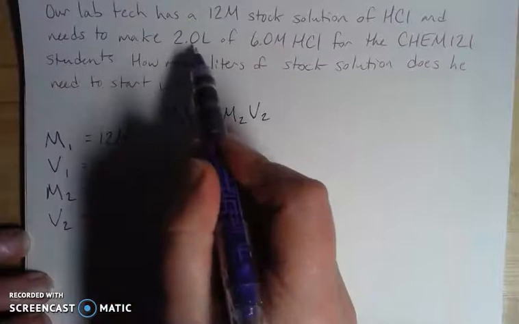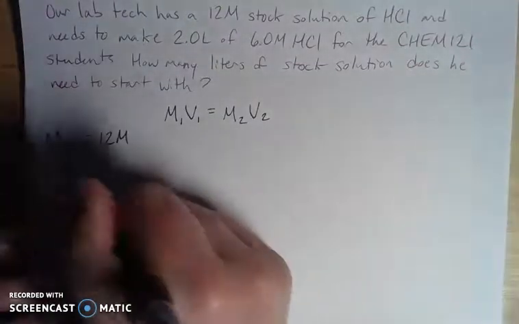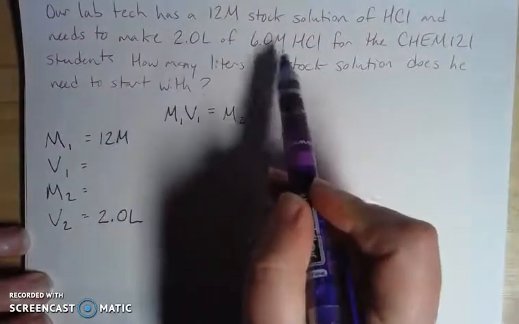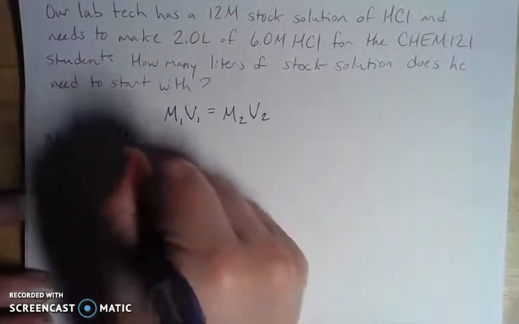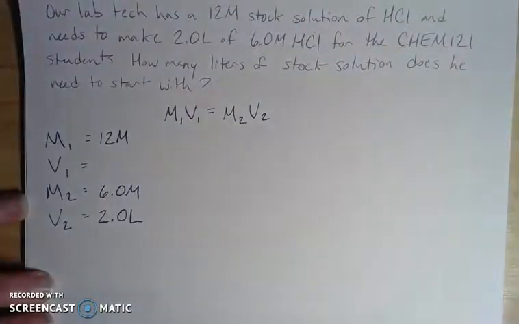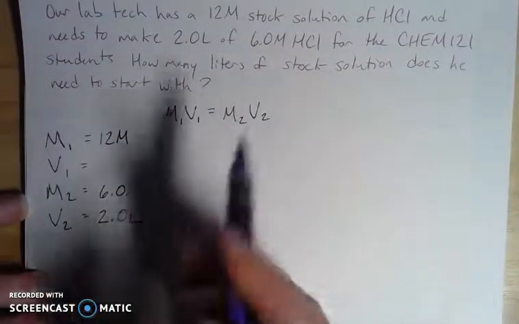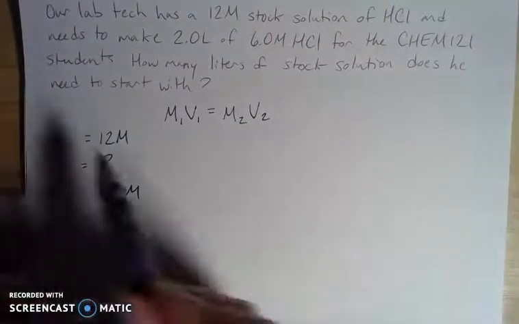I want to make 2 liters. So if I want to make that, that must mean my final volume. And that 2 liters of solution needs to have a concentration of 6 molar HCl. So that's my M2. And then it's asking for how many liters of stock solution I need to start with. So that's my initial value. When I'm solving my problem, this is what I'm going to look for.